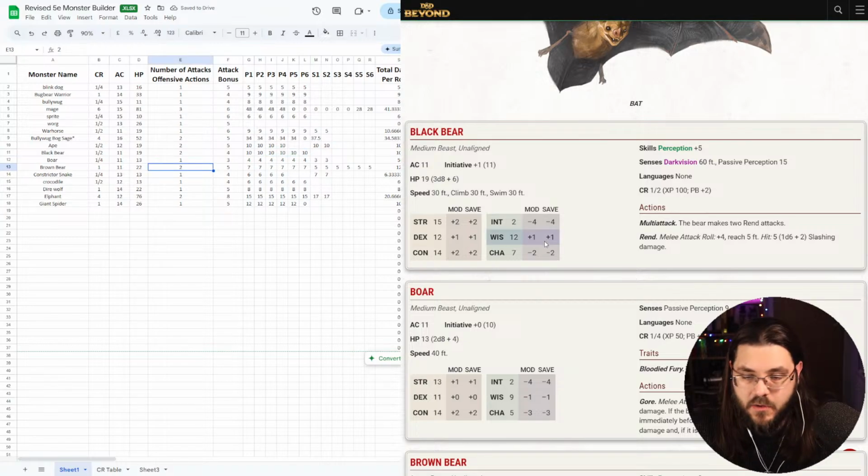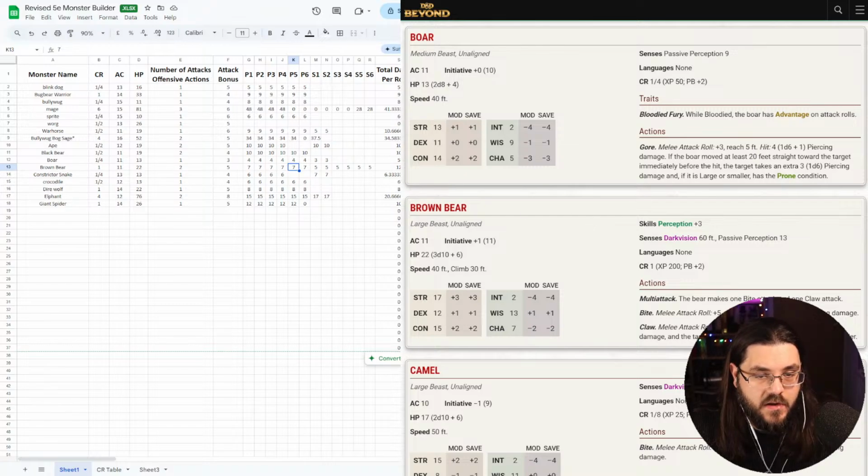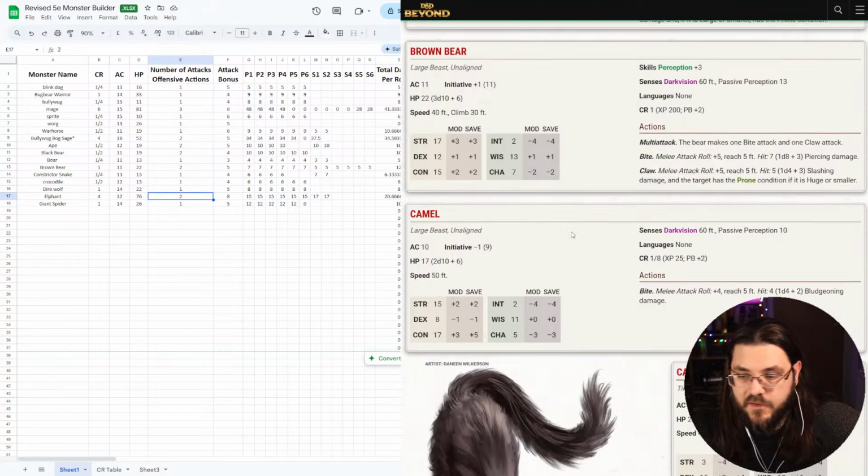The Brown Bear, 1 bite, 1 claw. So all of its bites in the primary were 7. All of its things, so it's 12 per round. That's right, I believe. So it's doing a little bit more than that. Yeah, that's fine. Then Elephant.